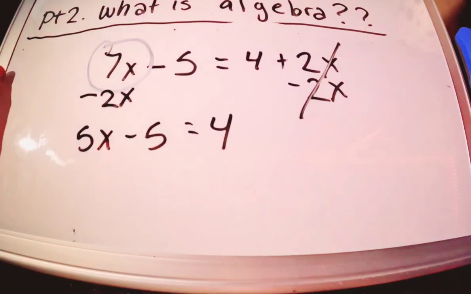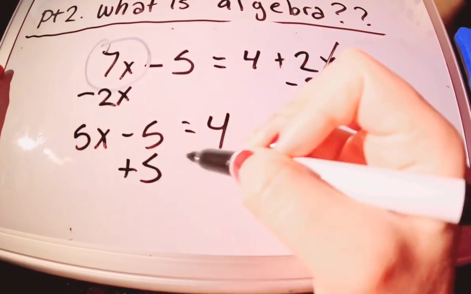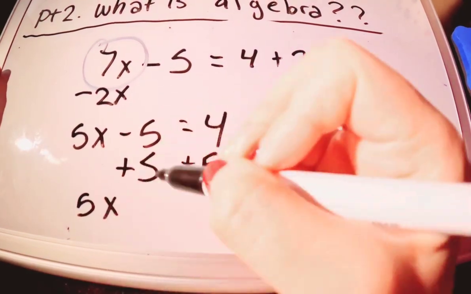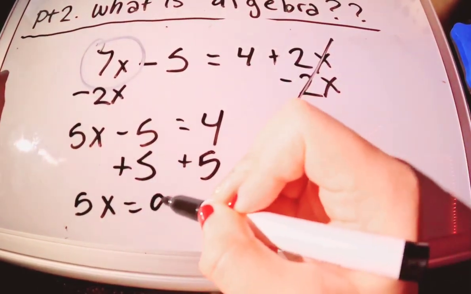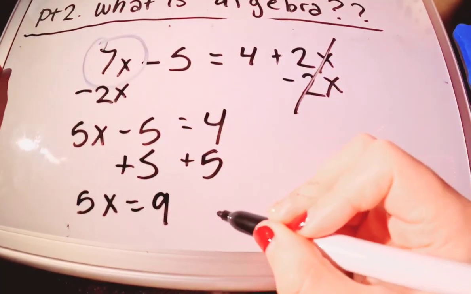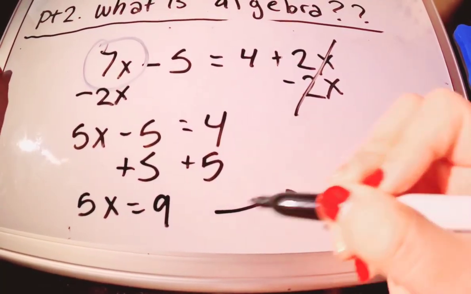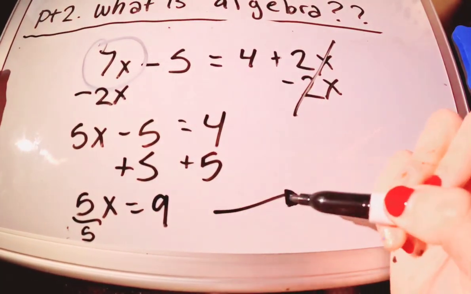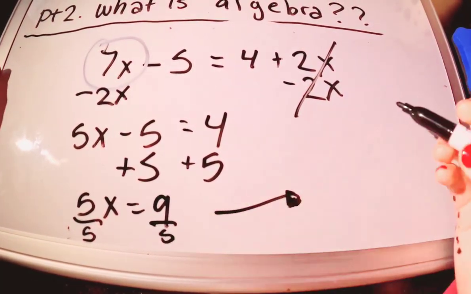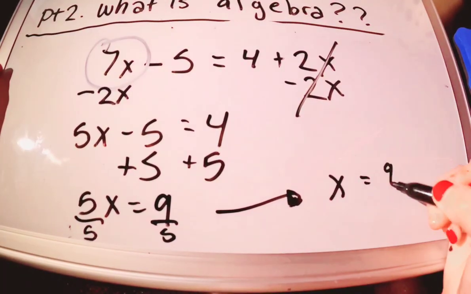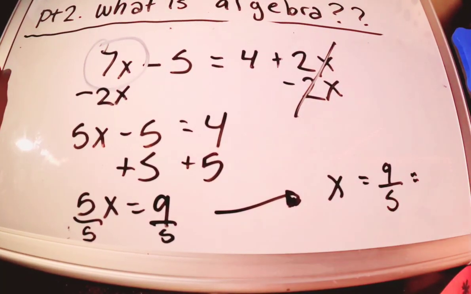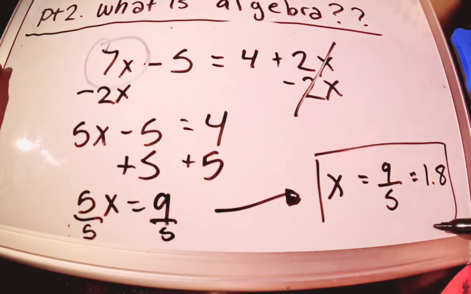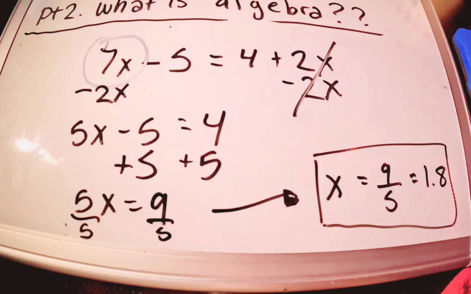Now what you can do here is add 5 to both sides. So you would end up with 5x equals 4 plus 5, which is 9. And now to get the x by itself, we can divide both sides by 5 to cancel out this 5 right here. So divide by 5, and x would be 9/5, which is about 1.8. Just box that up, and that's pretty much it.